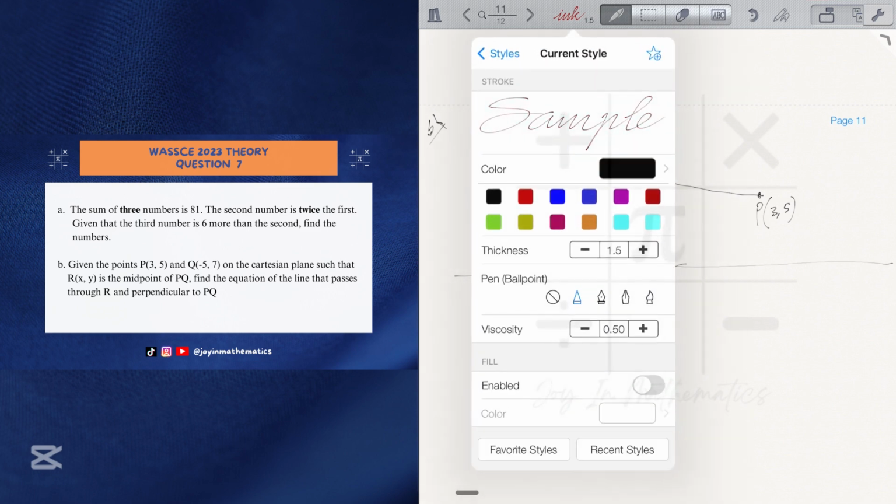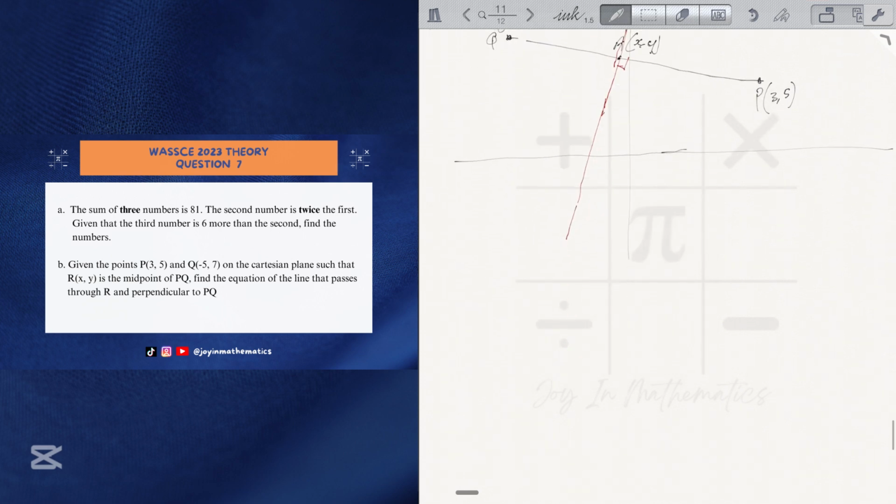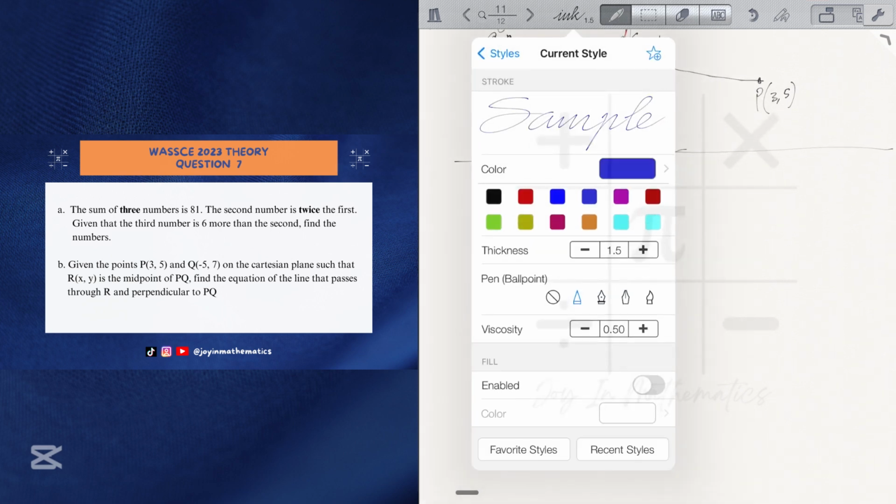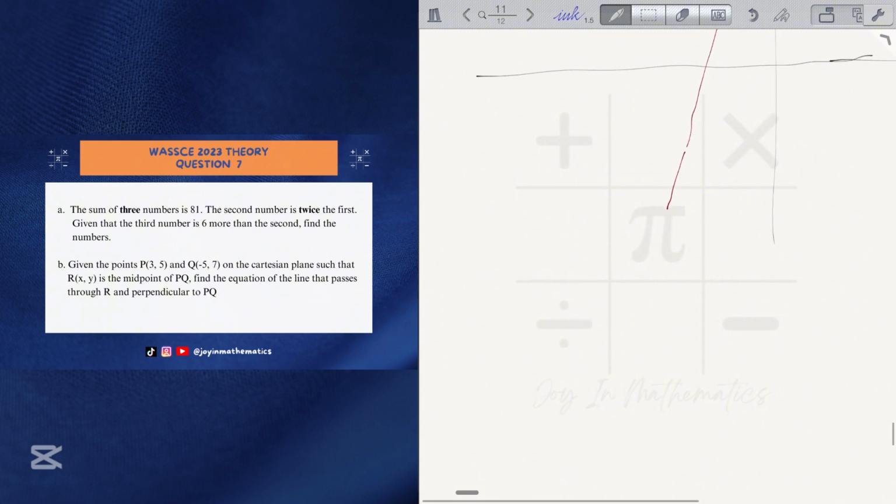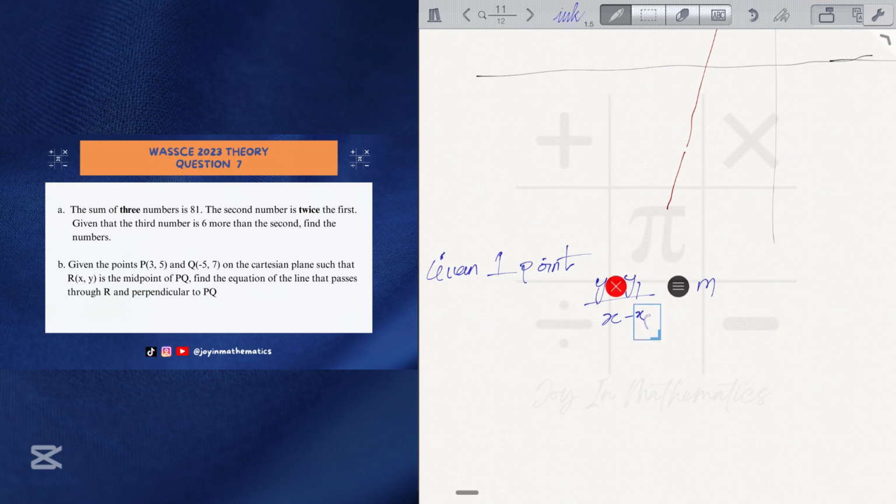So how do we go about this? Let's first write out all the requirements we need regarding the equation of the line. When we are given 1 point, just 1 point, the equation of the line is gotten by y minus y1 divided by x minus x1 is equal to m, where m is the gradient.